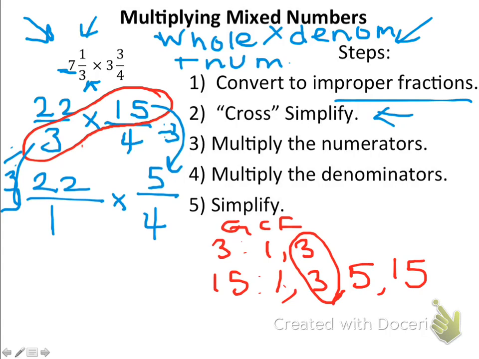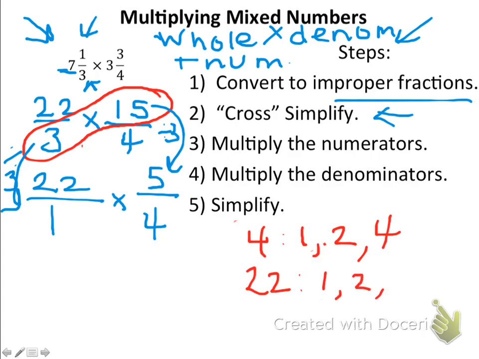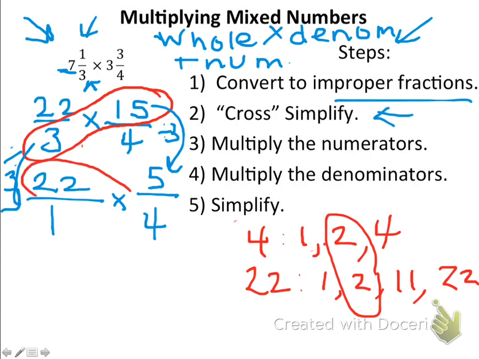Now we're going to do it with the other side. So I'm just going to erase this to give me some space. We're going to do the same thing with 22 and 4. So right now, first we have to find their greatest common factor. So I'm going to write down all the factors of 4 and 22. The factors of 4 are 1, 2, and 4. The factors of 22 are 1, 2, 11, and 22. So our greatest common factor is 2. So we're going to divide both the 22 and the 4 by 2.